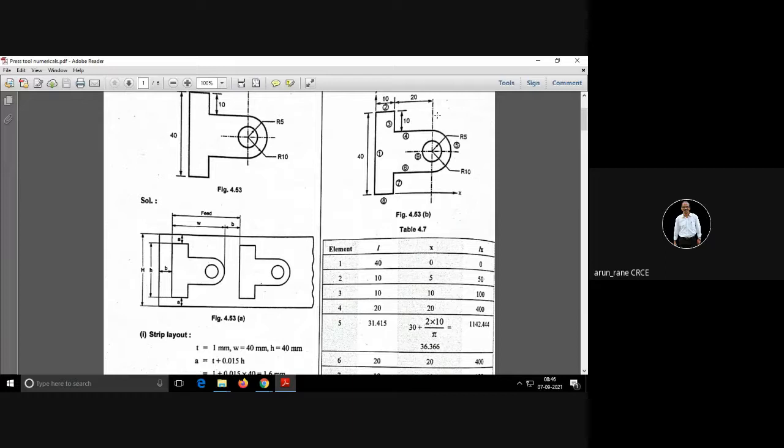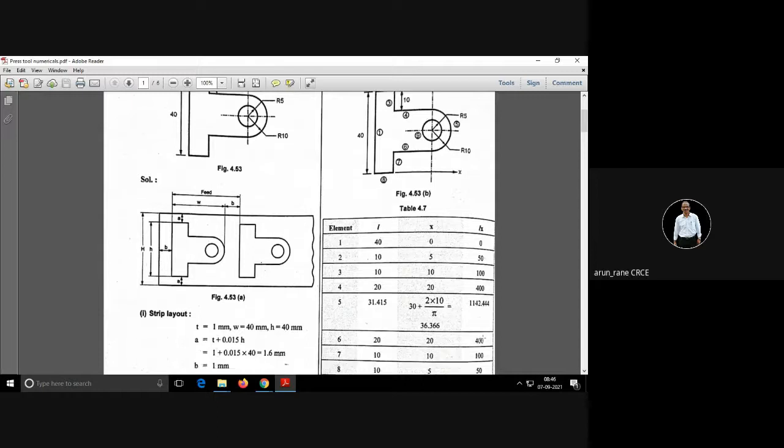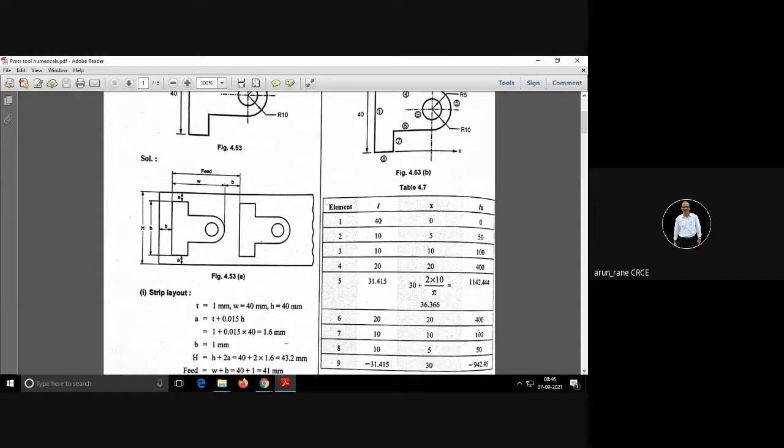2r/π फ्रॉम दिस एक्सिस. और ये कितना? दिस डिस्टेंस इज हाउ मच? 20 + 10 फ्रॉम हियर. सो दैट इज 30. सो 30 + 2r/π. So that is 1142.444. Okay. Then element number 6. So element number 6, now I will go fast. So that is 20. So similarly 7, then 8 and then 9.